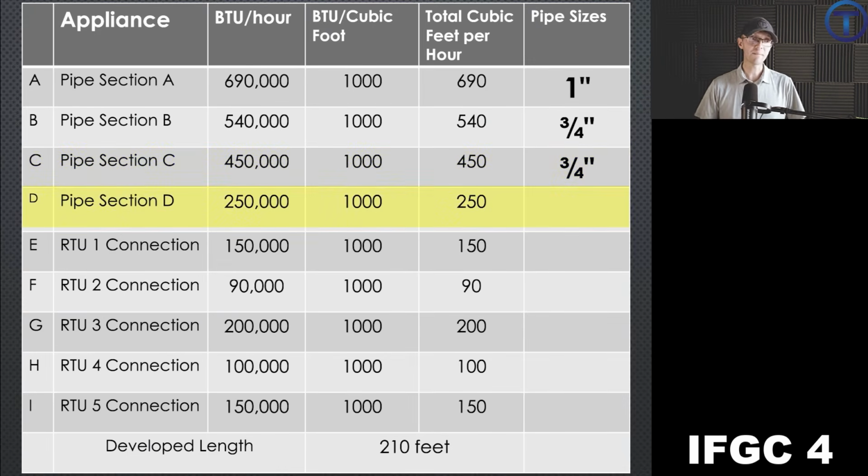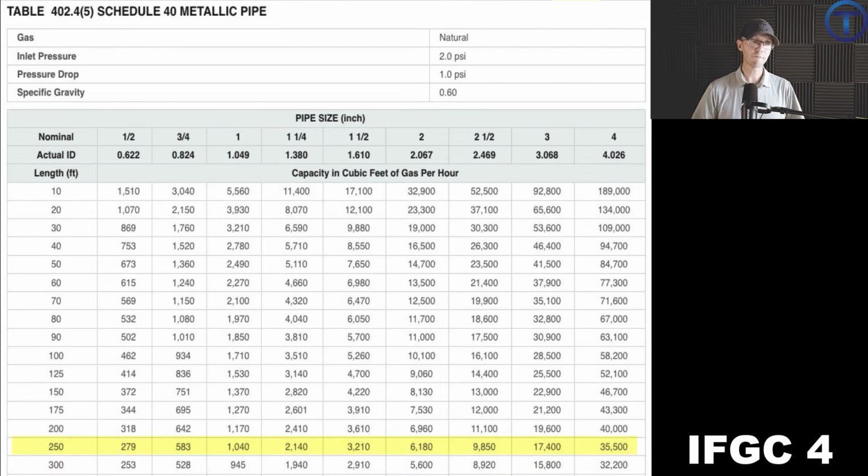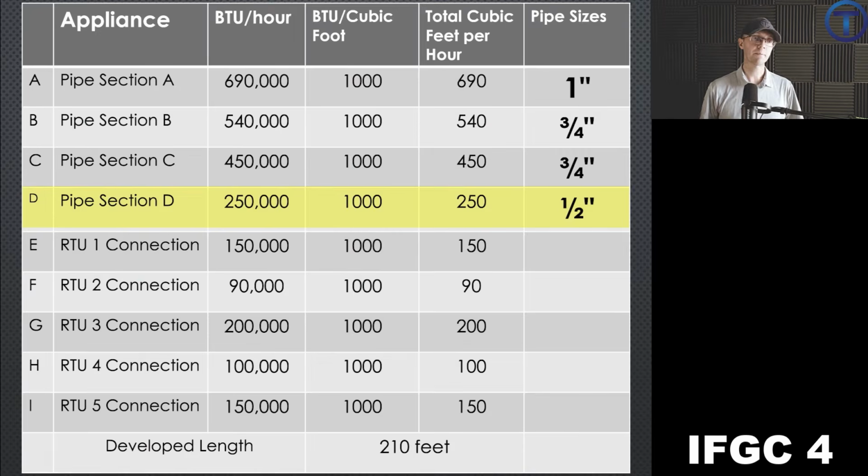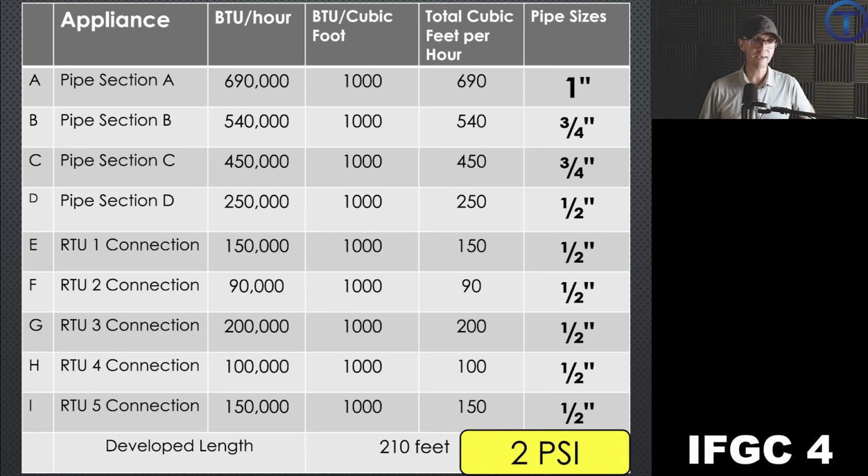Section D. This time I have 250 cubic feet per hour. I'm on line 250 for my developed length. I come across. It's less than 279. I come to the top of that column and I find I've got a 1/2 inch pipe. I can put that on my table. Okay, we could sit here and size out all of these branches, but let me just point out they are all less than 250. So everything else in this system, every branch to the rooftop units, is going to come out to be 1/2 inch. All of them.